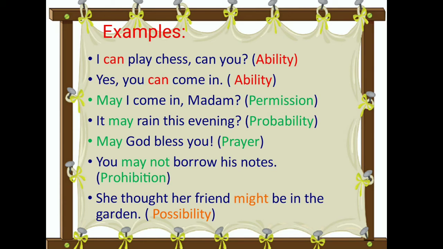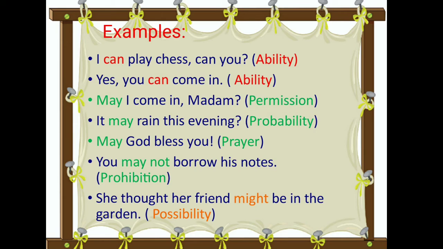permission. Next one, it may rain this evening. Here the modal auxiliary may shows the probability of raining this evening. Next one, may God bless you. Here, this is a prayer. You may not borrow his notes. In this example, we can see that may not is used to show the prohibition of borrowing his notes.